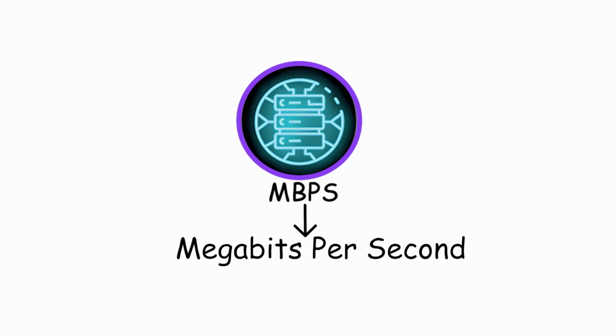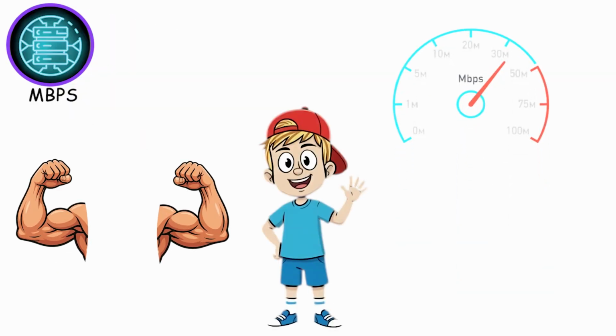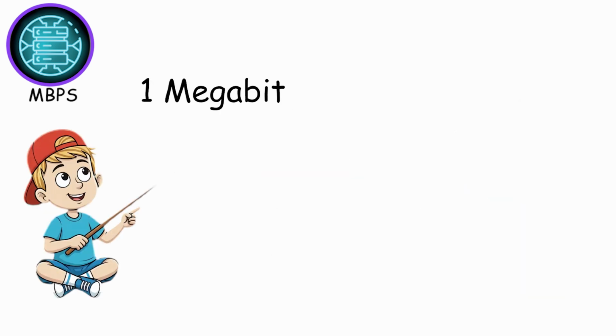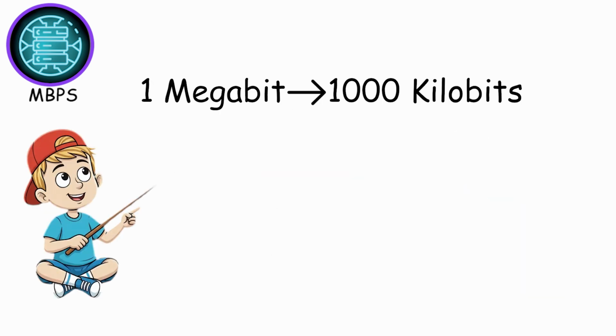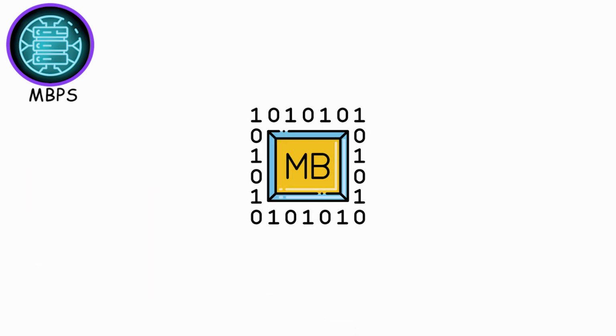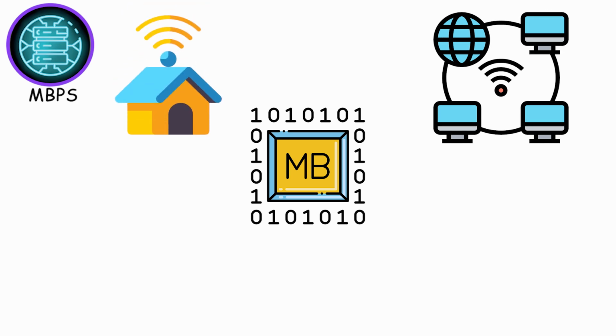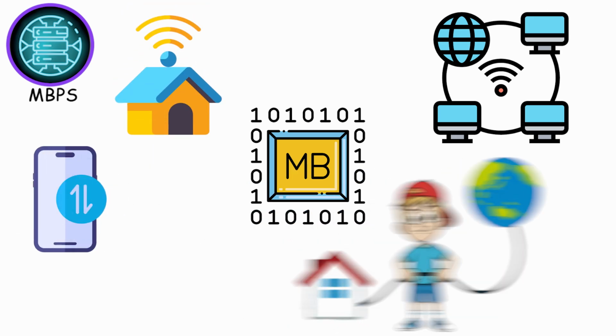Megabits per second, or Mbps, marks the speed measurement that dominates today's internet discussions. 1 megabit equals 1,000 kilobits, or alternatively, 1 million individual bits per second. This unit describes virtually all modern internet connections, whether you're connecting through home Wi-Fi, mobile data networks, or traditional broadband services.